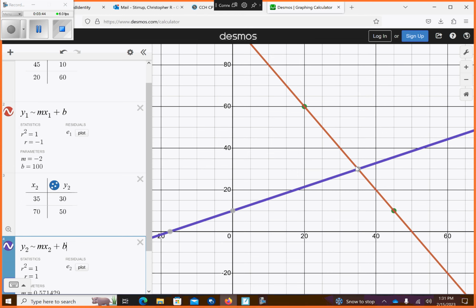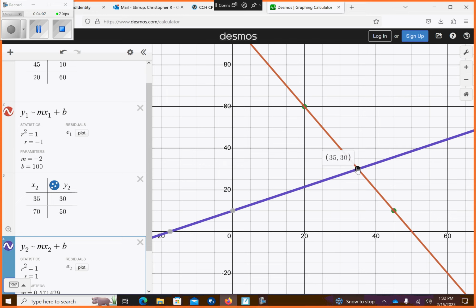Okay, yeah, so that's your point of equilibrium. So basically, assuming the supply and demand function is linear, find the market equilibrium. 35, 30 is your equilibrium point. But the main thing is realizing when you have multiple tables, realize what your subscripts are on your table, and that's what you're going to plug in.